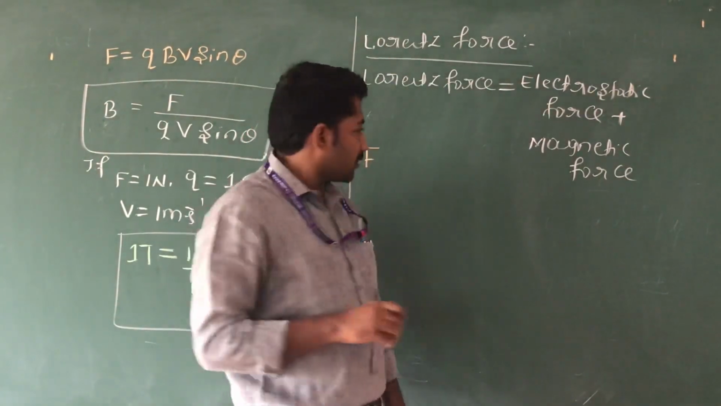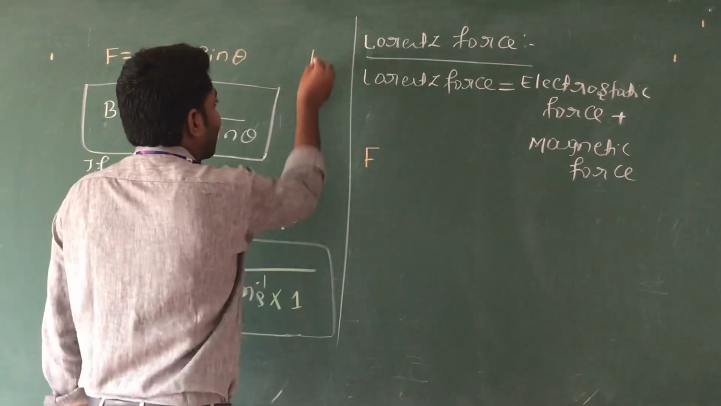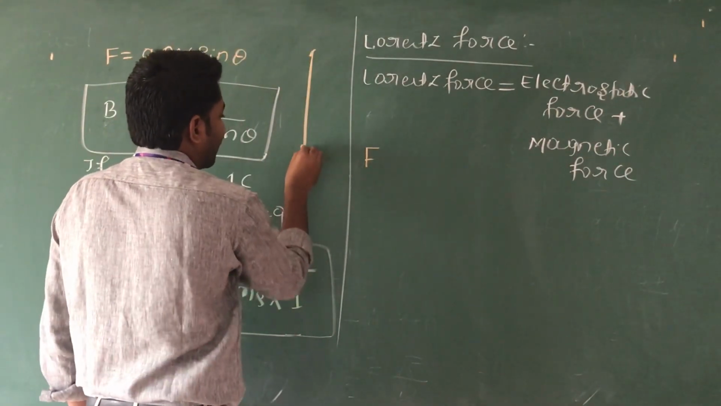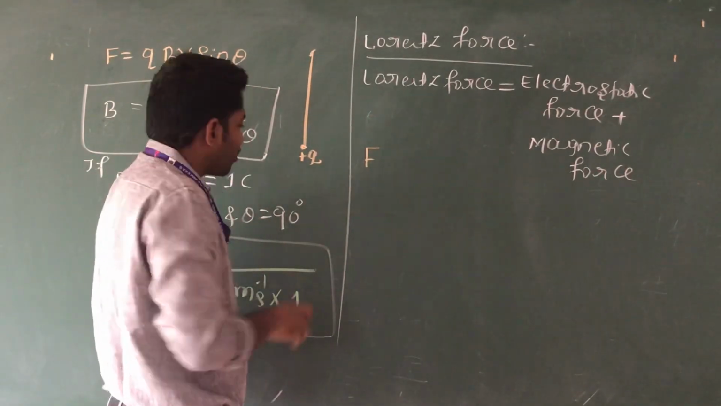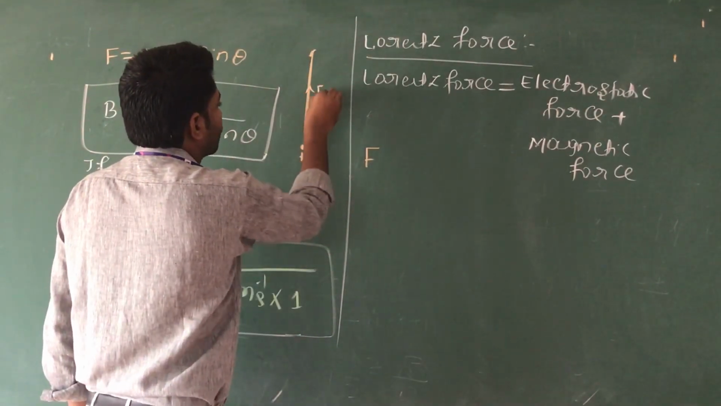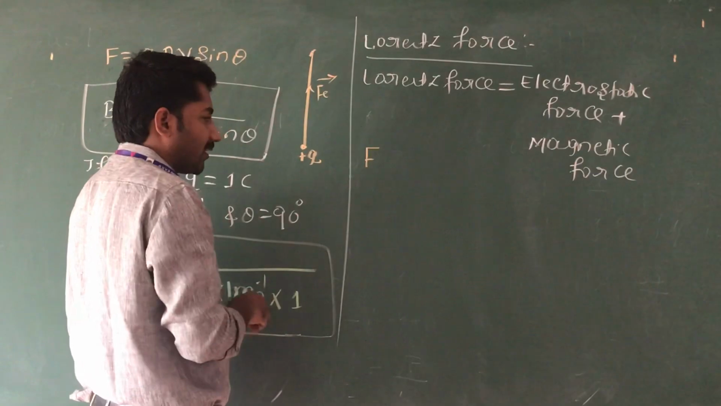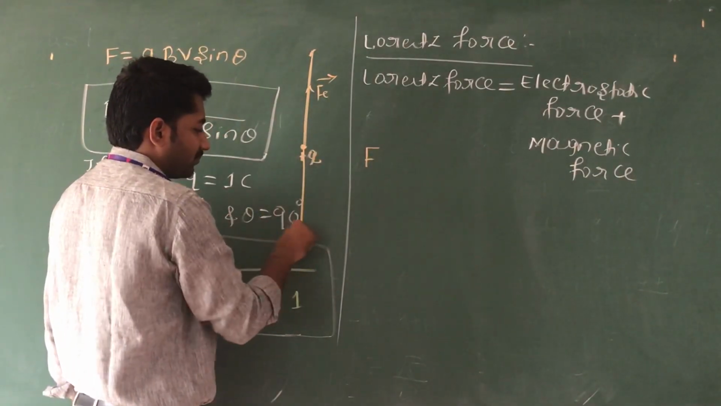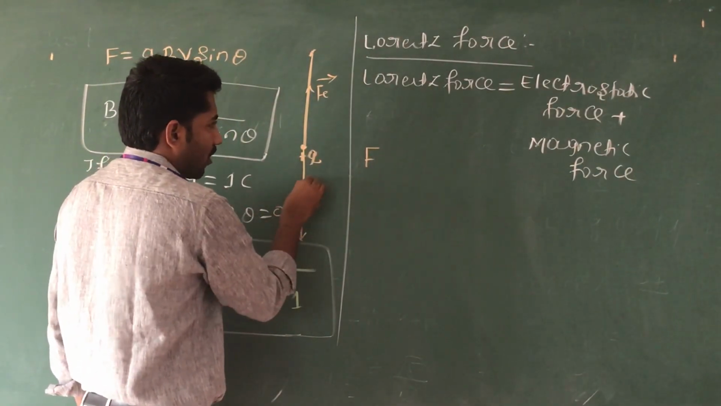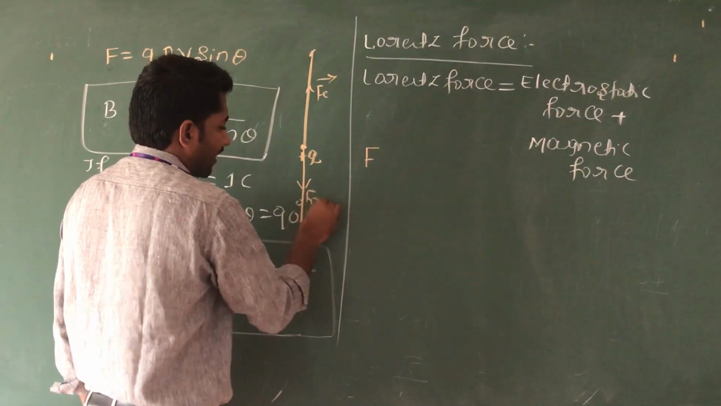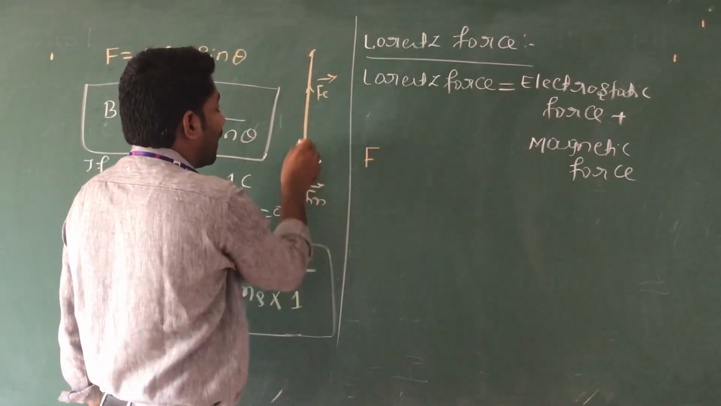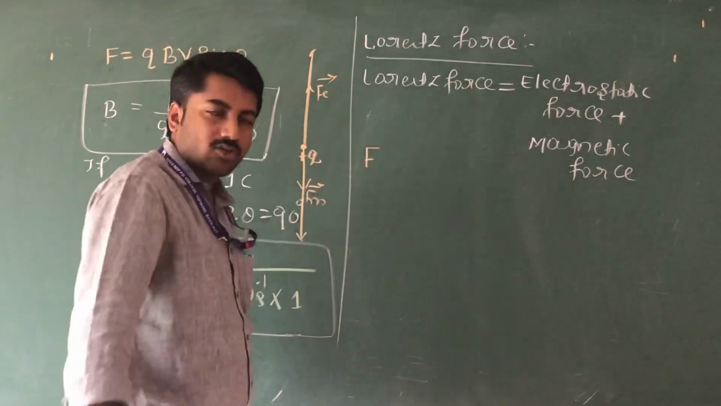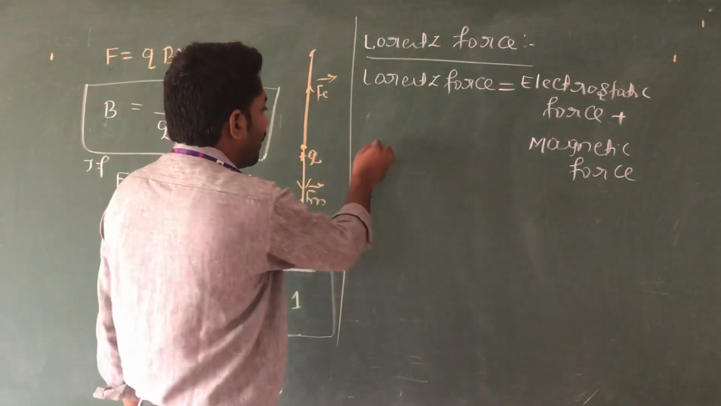Suppose I consider this is the current carrying conductor. Now I consider plus q is the charge. Here the electric force is moving in this direction, but the magnetic force is opposite to the electrostatic force or electric force. That is the magnetic field. Where both electric and magnetic fields exist in the space, that is called Lorentz force.